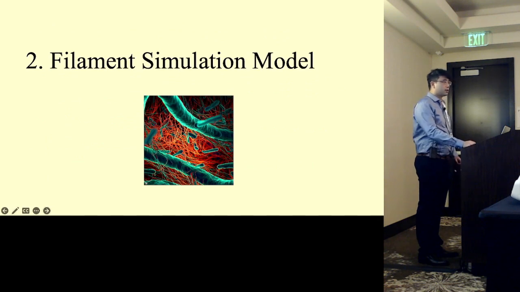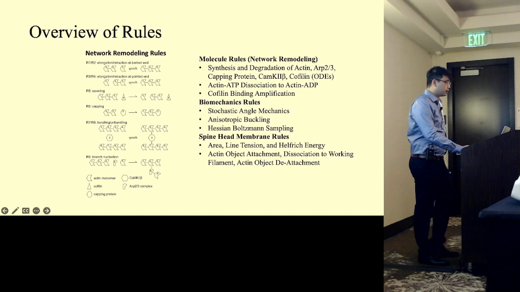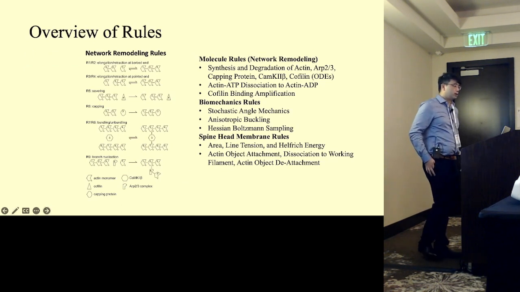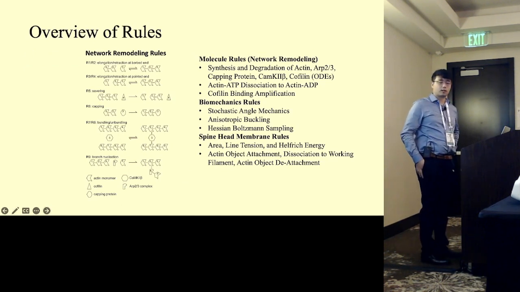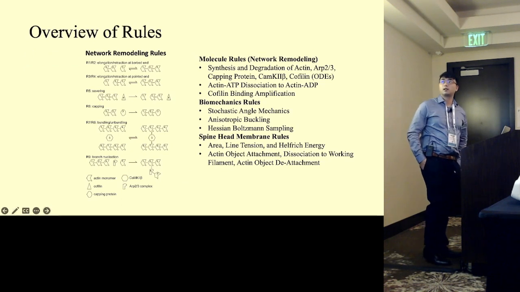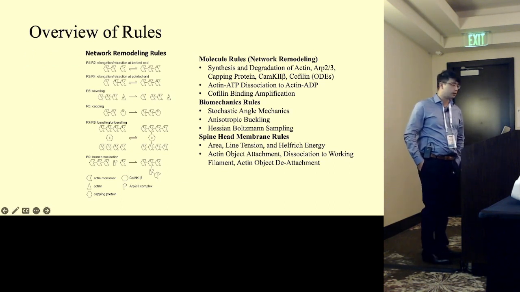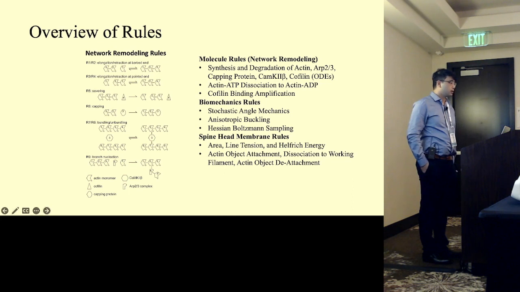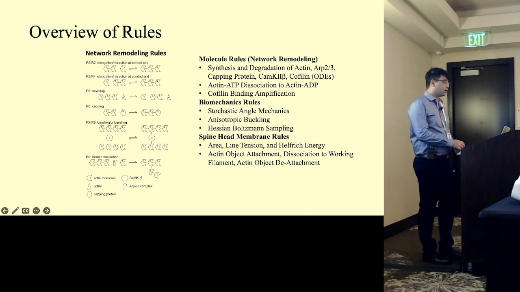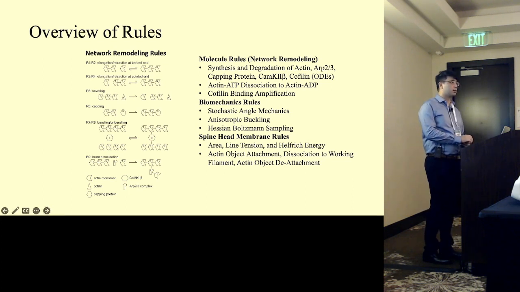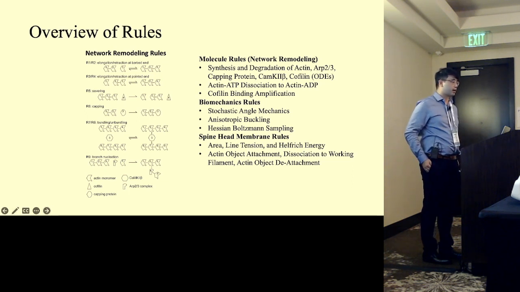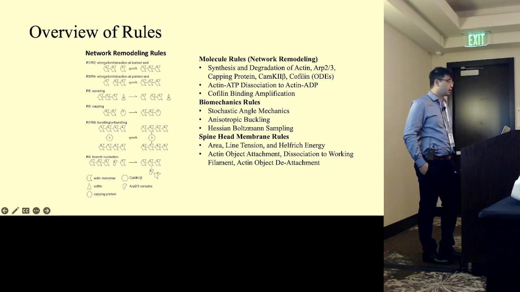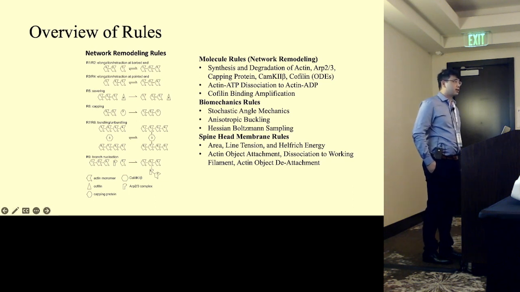Here's the biological implementation and simulation. The three main modules of the rules are network remodeling, biomechanics, and spine head membrane. Network remodeling is how the structure of the graph dynamically changes. For example, elongation and retraction of the pointed and barbed ends, and these have asymmetrical rate constants.